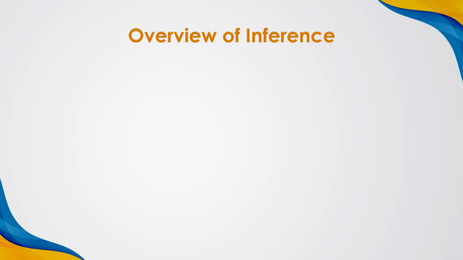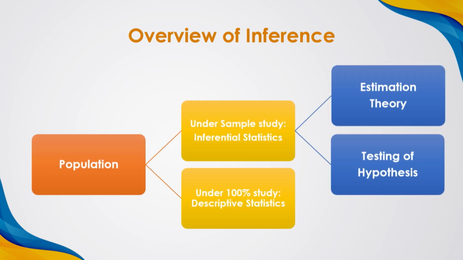Overview of inference. The population is broadly classified into two categories. One is 100% study, another one is sample study. When we go for sample study, we need inferential statistics. When we go for 100% study, descriptive statistics is enough. Therefore, in the case of inferential statistics, we further go for either estimation theory or testing of hypothesis.